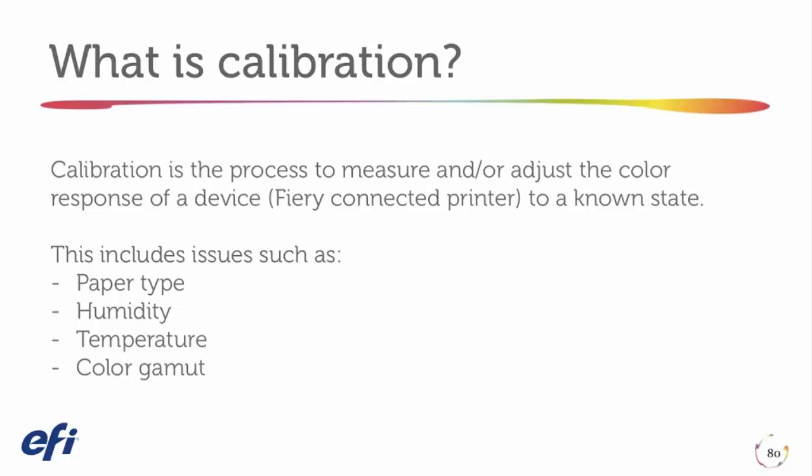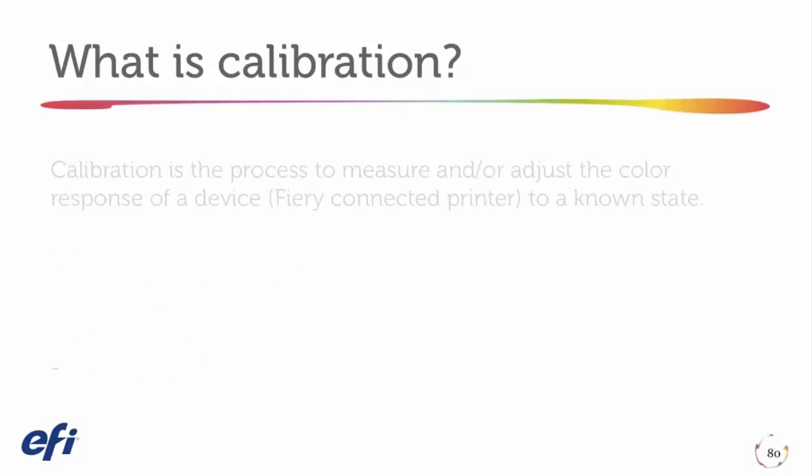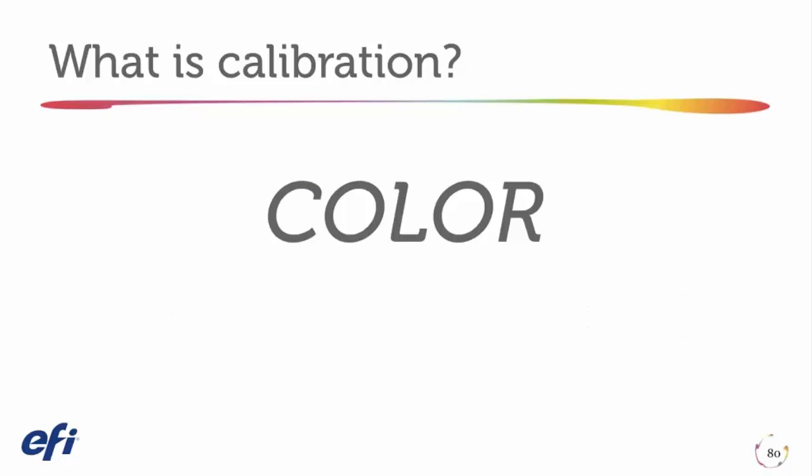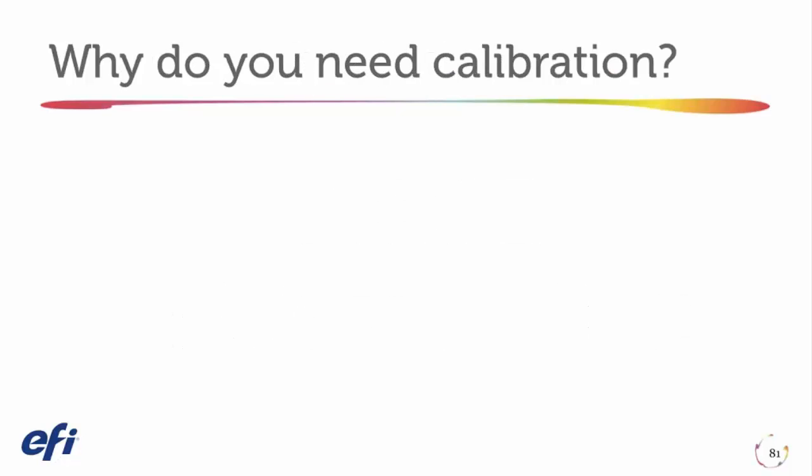Calibration really is a key functionality of the Fiery controller, and I thought I'd exemplify this a little more visually. First of all, this is what we consider color consistency. When we talk about calibration in terms of a connected digital front end, the Fiery controller, we're saying this is what gives you color consistency. Another way to look at this is, really, why do you need calibration?